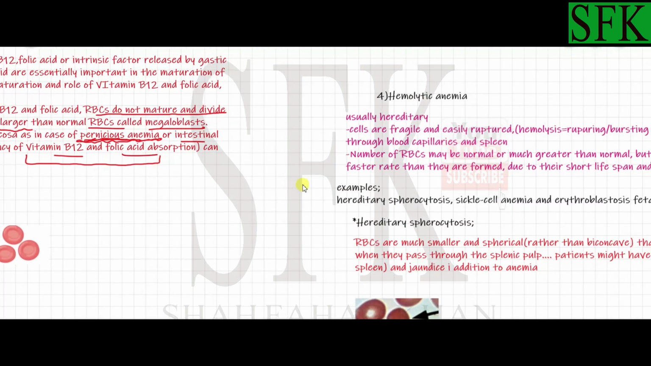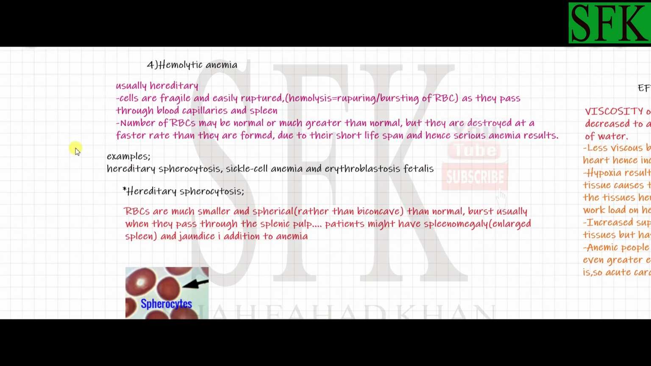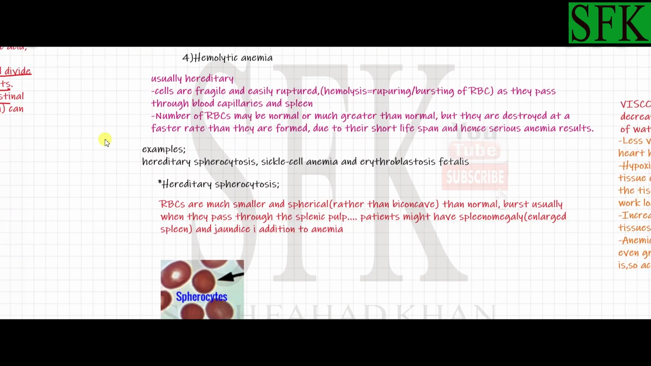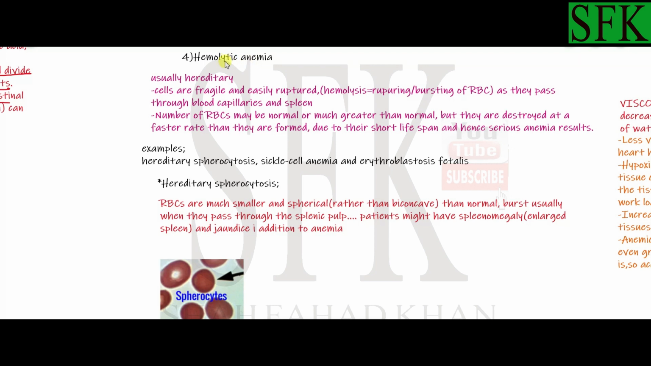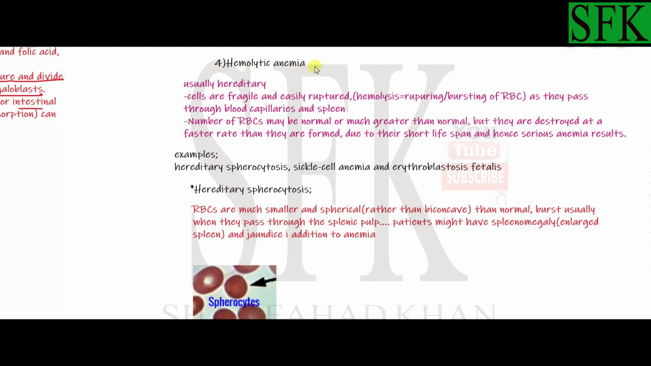So this was our third type. Now, the fourth and last type of anemia that we are going to discuss is called hemolytic anemia. What is hemolysis? Hemolysis is the breakdown or rupturing of the red blood cells. This anemia has a few types that we are going to discuss in detail.